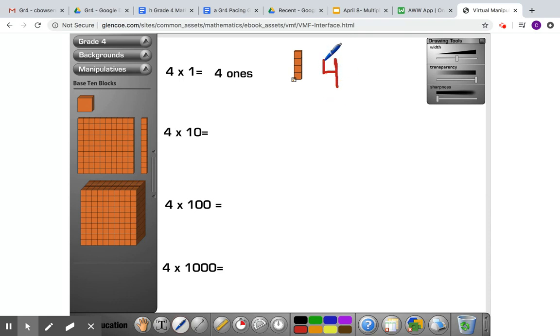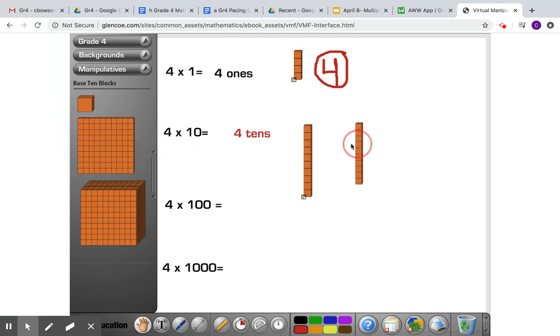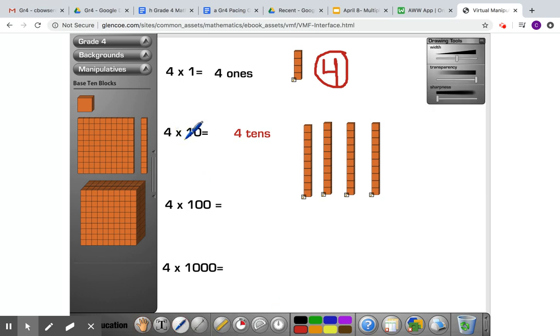I can also use base 10s to represent 4 times 10. So just like we said 4 times 1 was 4 ones, we can also represent 4 times 10 as 4 tens. So I'm going to grab some 10s, which are these. 1, 2, 3, 4. So 4 tens is the same thing as 4 times 10. So I have 10, 20, 30, 40. So my final answer is 40.